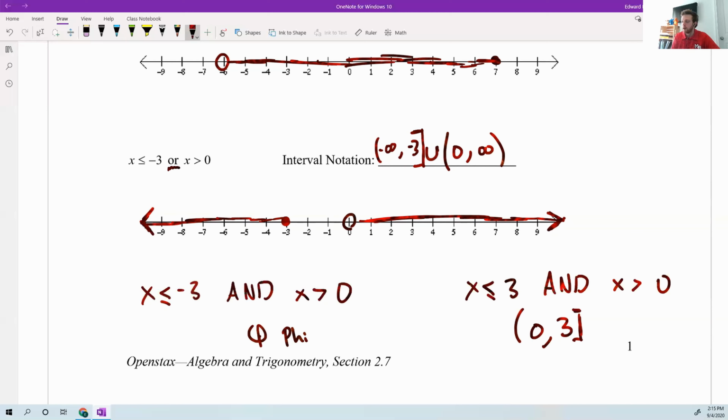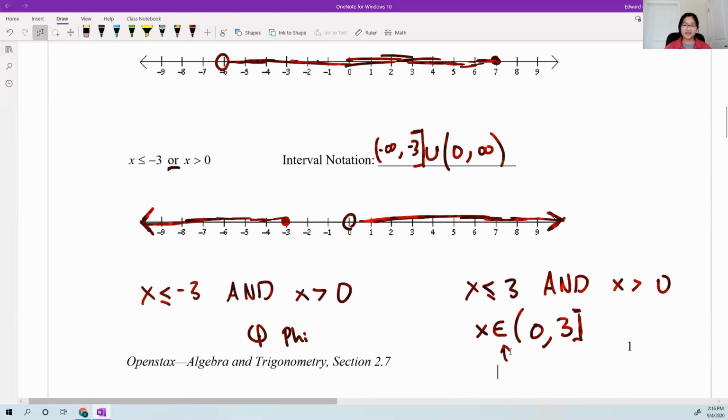I'm going to throw some more symbols at you. I'm going to put an X, and this is a set of numbers. We have a symbol in math that exemplifies this. It's a little E-looking thing, right? X is contained in the set 0 to 3. Not super important if you use this, everyone, but for those who want to use it, that's what this string of symbols says: X is an element of the interval from 0 to 3.